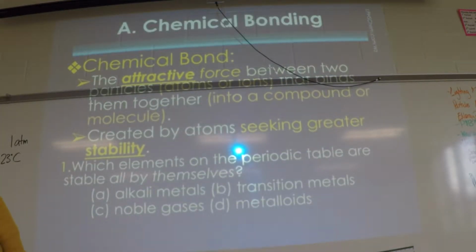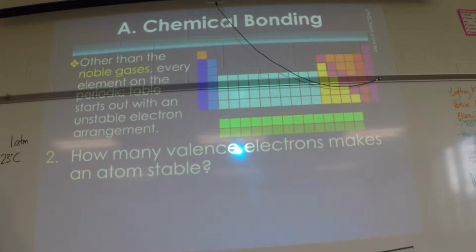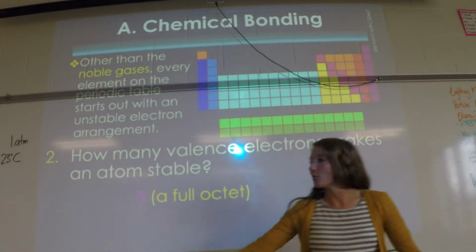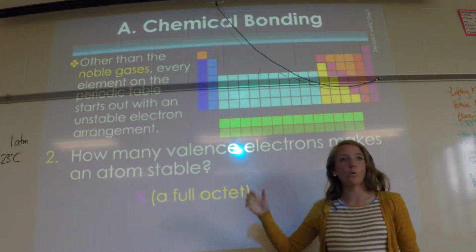Don't say it out loud, but show me on your fingers how many valence electrons make something stable. Show me how many electrons they want to be stable. Good, there's a lot of different ways of showing it, but the answer is 8, and then the rare case of 2 with hydrogen. A trick question there. The whole goal of all of our atoms is to get 8 valence electrons, or a full octet.